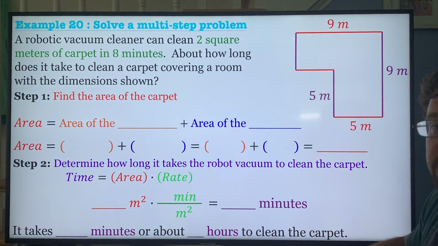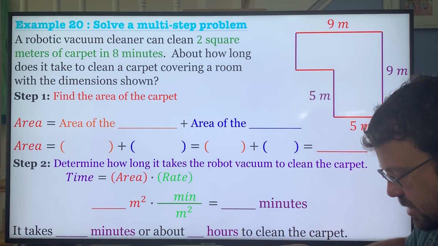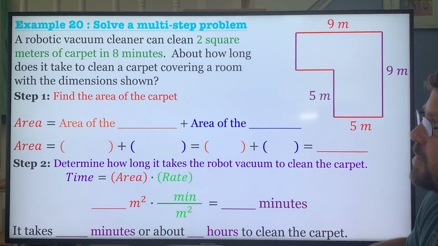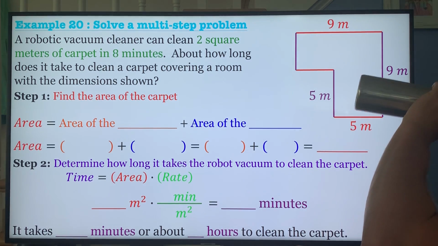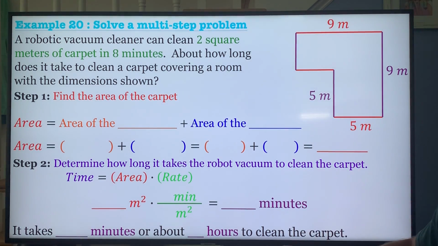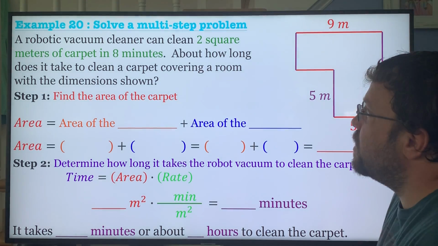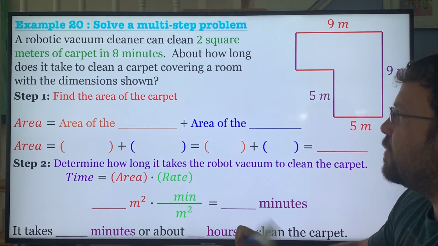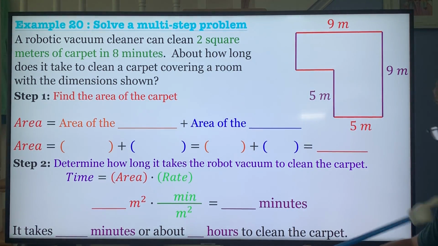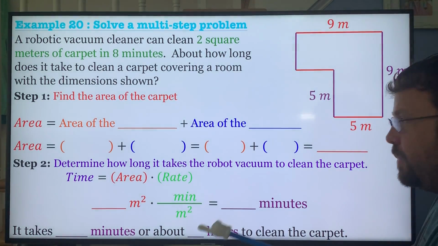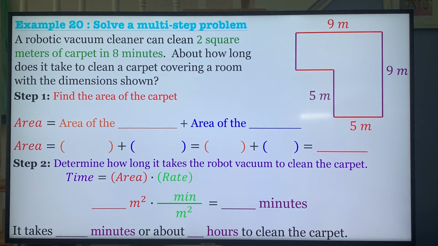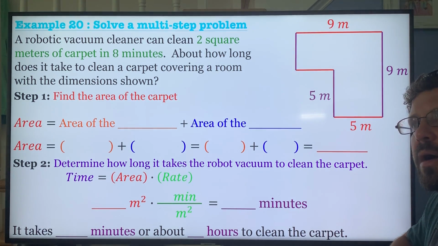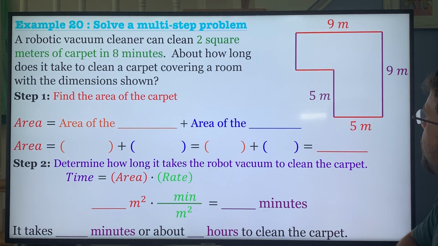All right, so now we're going to do a multi-step problem. This problem is throwing a word problem into the real life situation. So you're just not finding the areas of abstract figures. So here you go. A robotic vacuum cleaner can clean 2 square meters of carpet in 8 minutes. How long does it take to clean a carpet covering a room that looks like this? So the M stands for meters. So you got 9 meters, 9 meters, 5 meters, 5 meters. So it's a pretty large room. Bigger than any room I know.